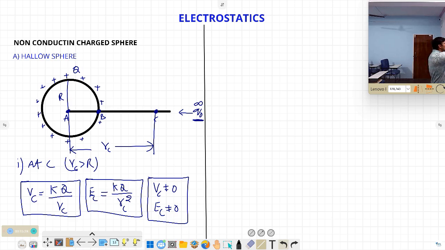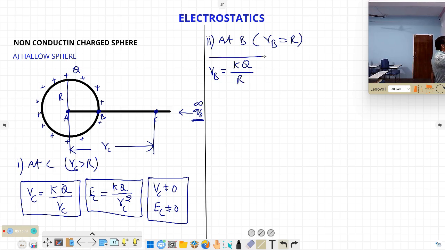Now go to the second case, B point. At the B point, what is the condition? The distance of the B point is equal to the radius of the sphere. The B point is here, and its distance from the center is equal to the radius of the sphere. So at this point, what is the potential? The potential at B point is due to the charge, meaning you have to do work to bring Q naught from infinity to the B point. So you have to do work, meaning there is a potential. What is the formula? K into Q by the distance of the B point from the center of the sphere, which is the radius of the sphere. Now this is not 0 here.